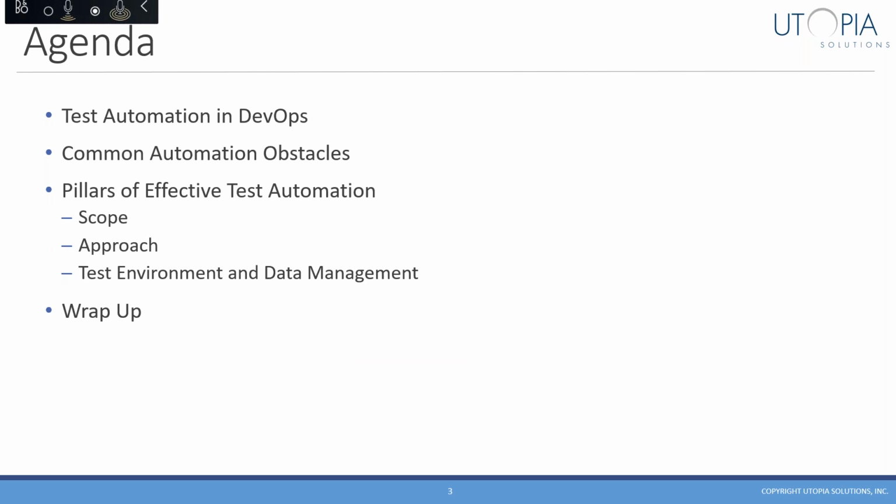All right, a quick agenda before we get started. I'm going to start with just an intro, a level set to testing and test automation in DevOps. I want to spend a little bit of time talking about some anti-patterns that we can fall into with respect to automation, especially with respect to DevOps. And then spend most of the time talking about what I call the 3 pillars of effective test automation, and that's scope, approach, and then test environment and data management. And we'll have a quick wrap up, and then I can address any questions that come up during the webinar at that time.